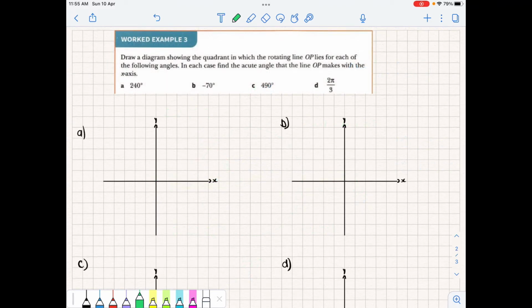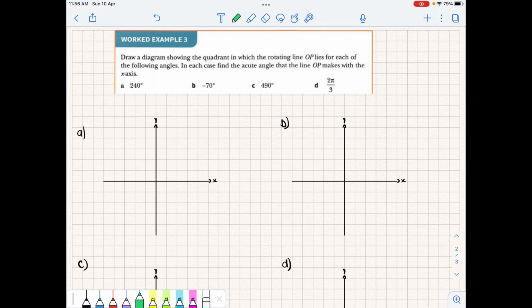Let's just look at a few examples of a few angles, and hopefully they'll help us get an idea of what we are talking about. So here we are asked to draw a diagram showing the quadrant in which the rotating line OP lies for each of the following angles, and in each case we want to find the acute angle that this line makes with the x-axis. Okay, so the original angle is going to be measured from the positive x-axis, and the acute angle will be measured from any part of the x-axis, the shortest distance to the line.